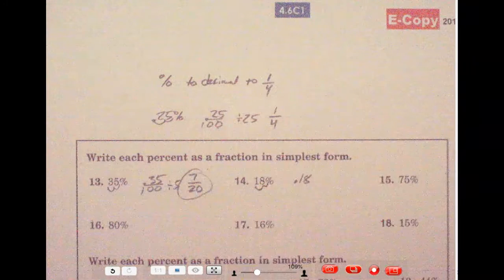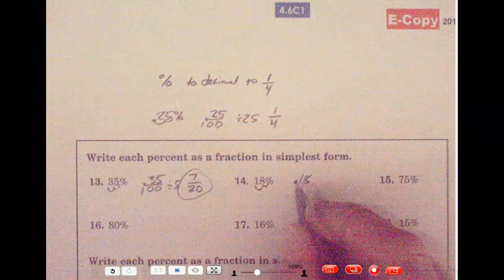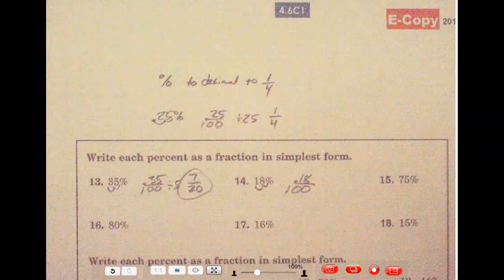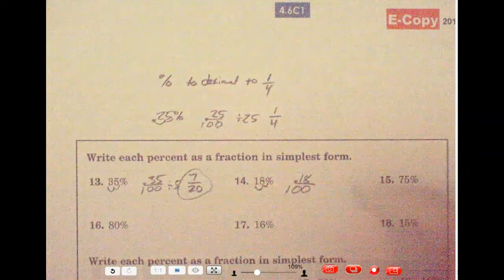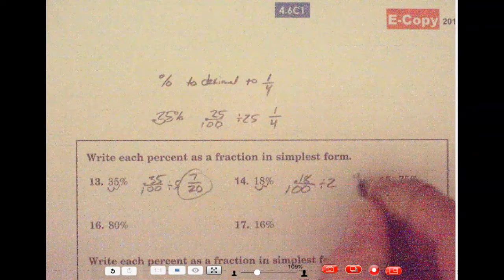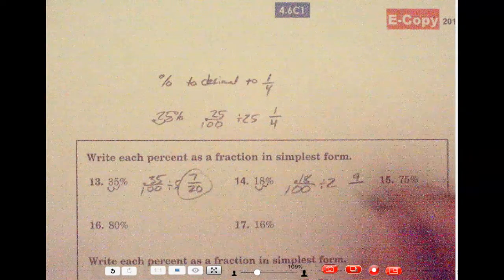Here's 18%. Let's do the same thing. This becomes 0.18 as a decimal. Okay, my pencil here, make it into a fraction bar, 0 under each digit, 1 in front of the whole thing. Okay, these are both even numbers, I can divide them both by 2. 18 divided by 2 gets me 9. 100 divided by 2 equals 50.